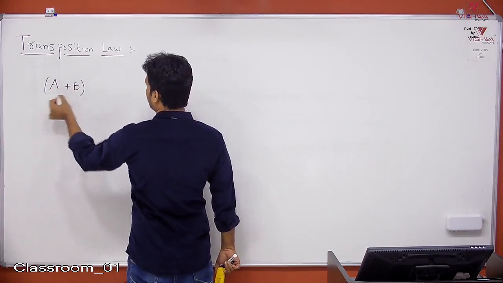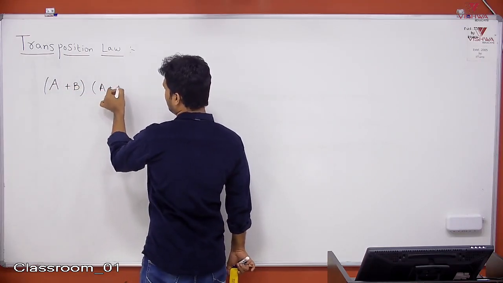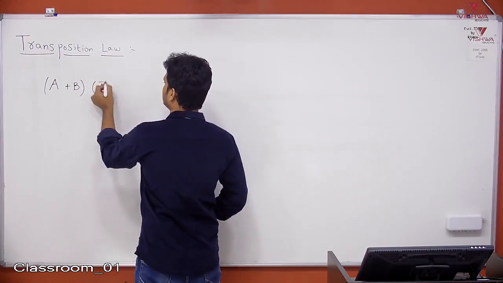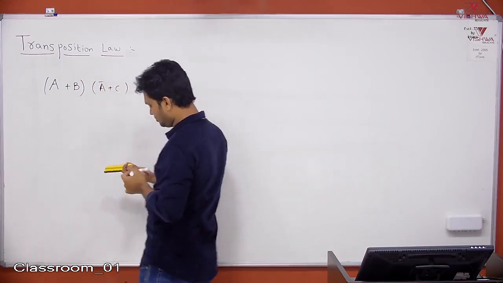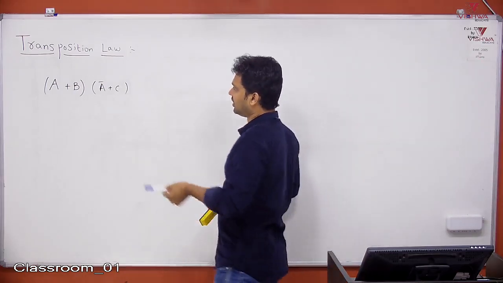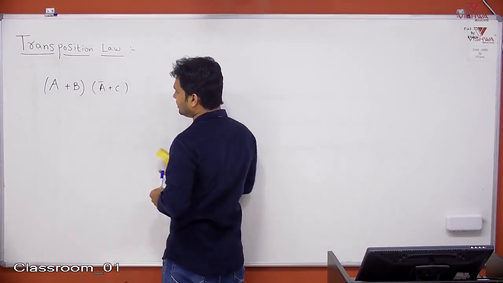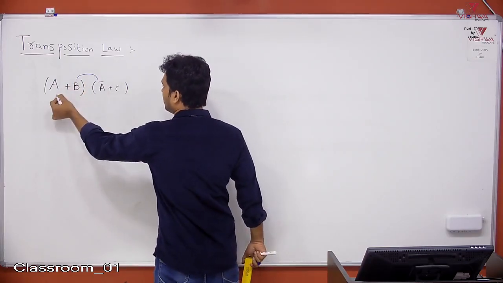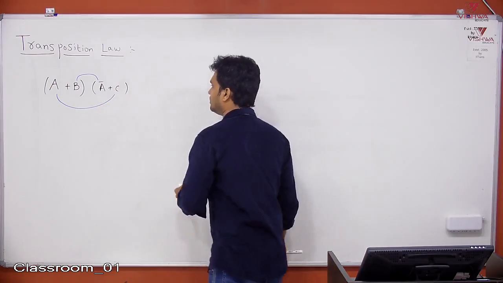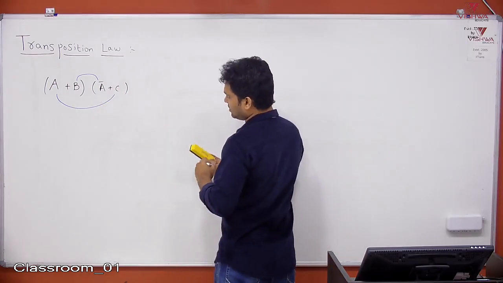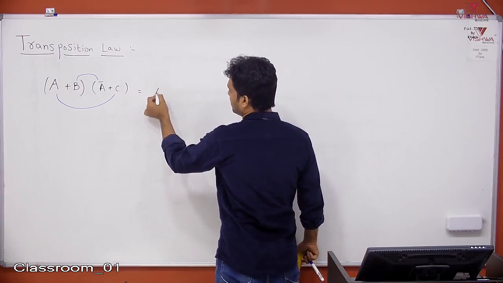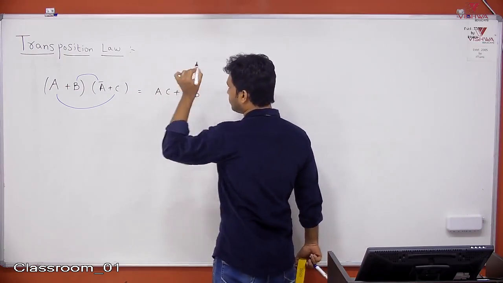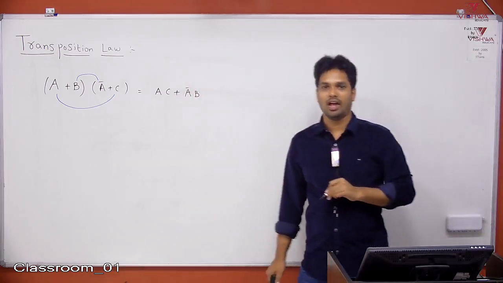A plus B into A bar plus C. If you have a variable and its complement in this format, then answer will be product of the middle two and first and last. What is the answer for this? Transposition. According to transposition law, it is equal to AC plus A bar into B. I'll prove it.